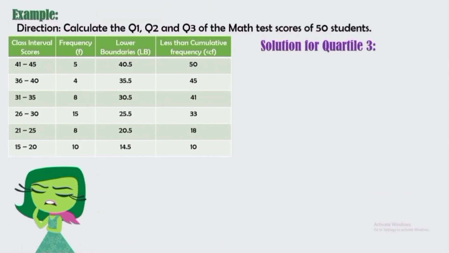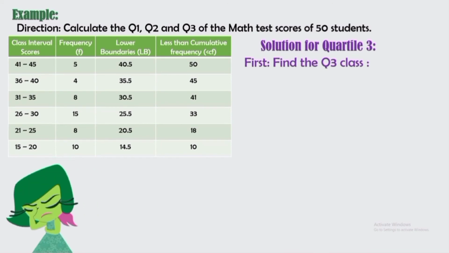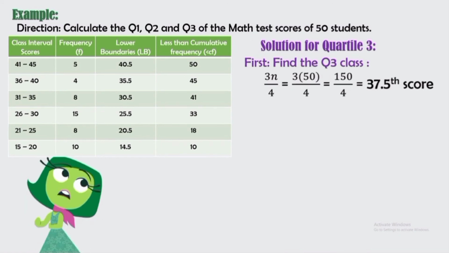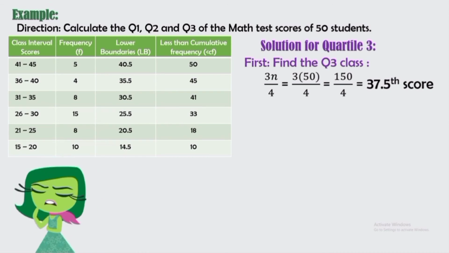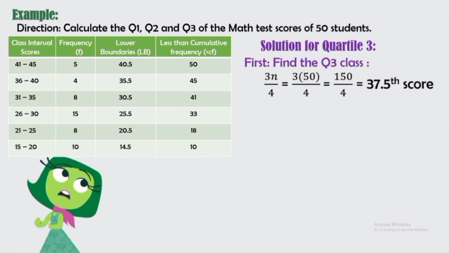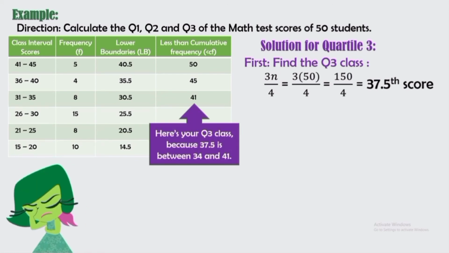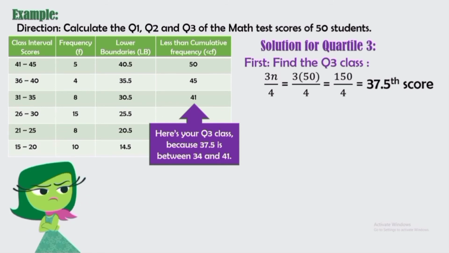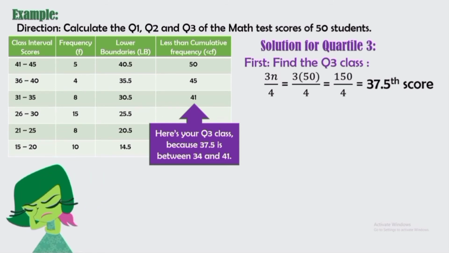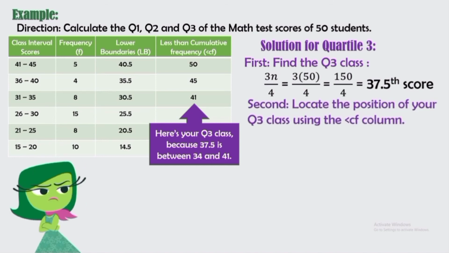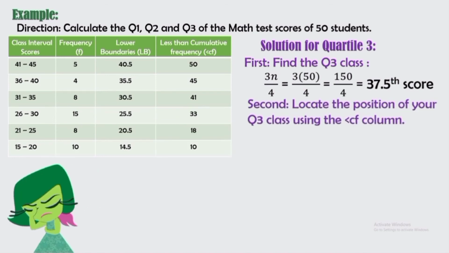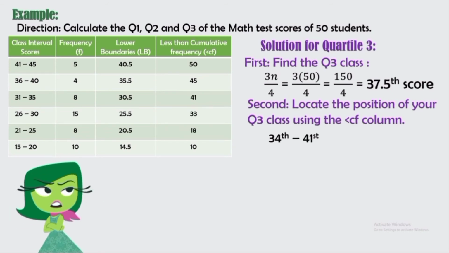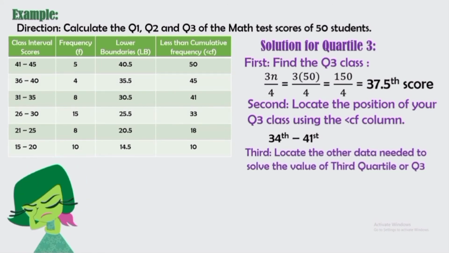Solution for third quartile. First, find the third quartile class. 3 times the number of students divided by 4. That is 3 times 50 divided by 4. 150 divided by 4 is equal to 37.5 score. Here is your third quartile class because 37.5 is between 34 and 41. Second, locate the position of your third quartile class using the less than cumulative frequency column, and that is between 34 to 41. Third, locate the other data needed to solve the value of the third quartile.